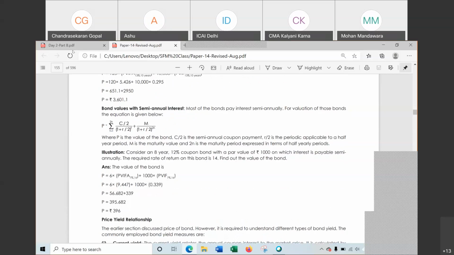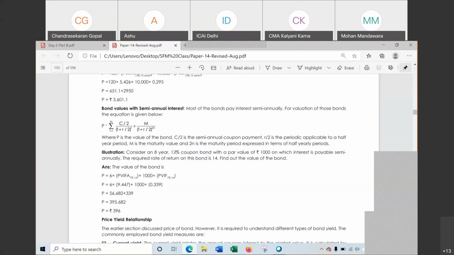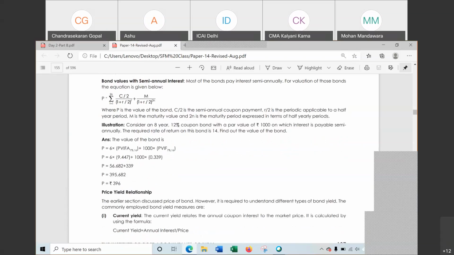Now 3 things we have to do. First, annual coupon payment rate will be taken as half. That is, coupon payment rate is 12%, it will be taken as half, that is 6%. So rate will be 6%. So interest will be 6% on face value 1000. So 1000, 6%, it will be 60. Interest formula will be the same, but interest rate will be half of annual.